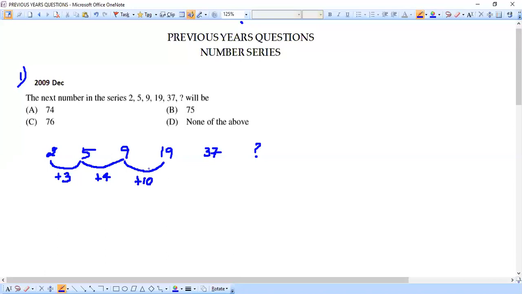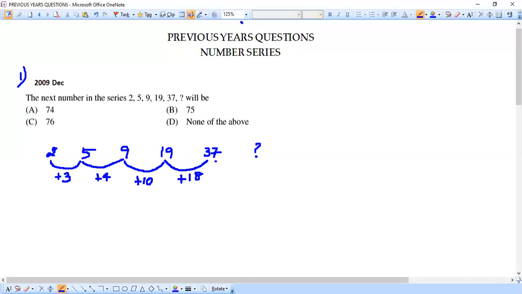Since the numbers are small, I'm going fast. The next one, 19 to 37. How much is to be added to 19 to get 37? In my mind, I just subtracted 37 minus 19, which gave me 18. So it is understood that 19 plus 18 will give us 37.